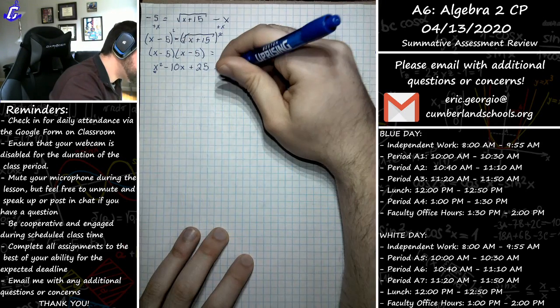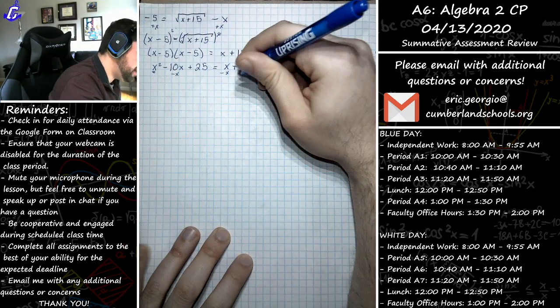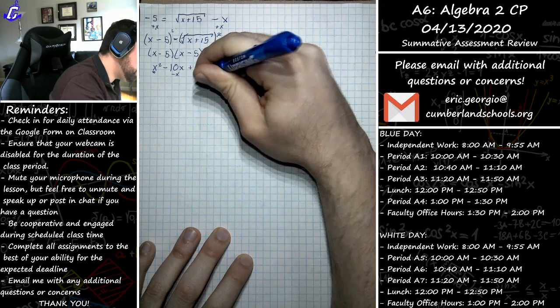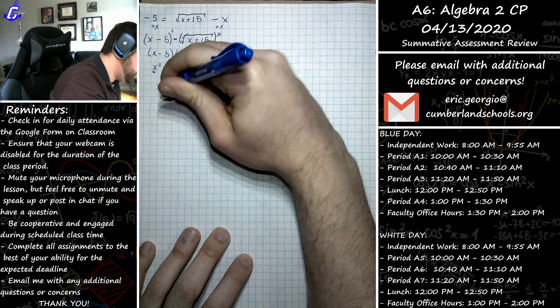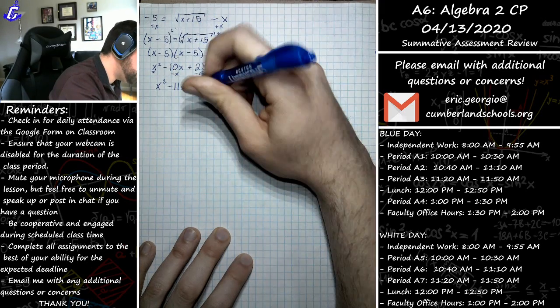Okay. In order to factor, though, we have to set equal to 0. So I'm going to subtract my x over there. I'm going to subtract my 15 over here. That gives me x squared minus 11x, and then 25 minus 15, so plus 10.